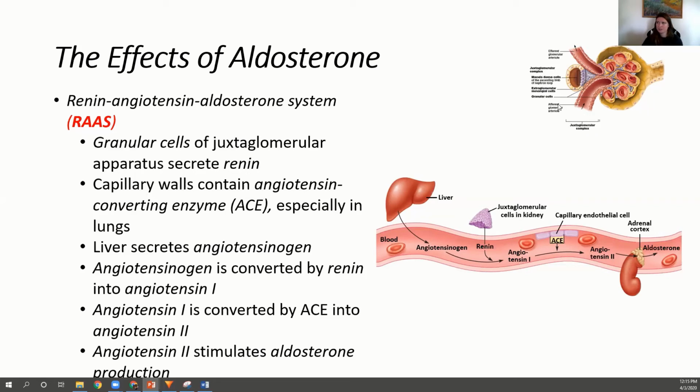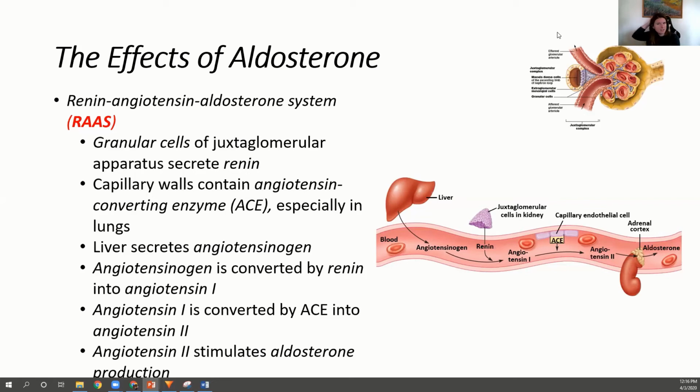And I pulled up a picture of the juxtaglomerular apparatus in case you don't remember what that looks like or what it is. But it was one of the ways we were regulating our glomerular filtration rate as well. So what we have happening in our juxtaglomerular apparatus is that we have our afferent arteriole going in, swirling around in this capillary bed called the glomerulus, and then coming out through the efferent arteriole.